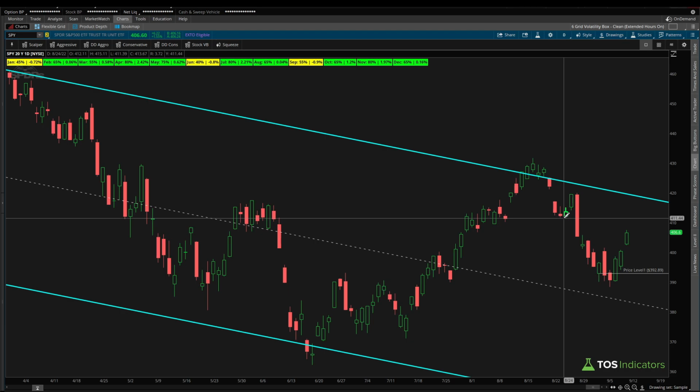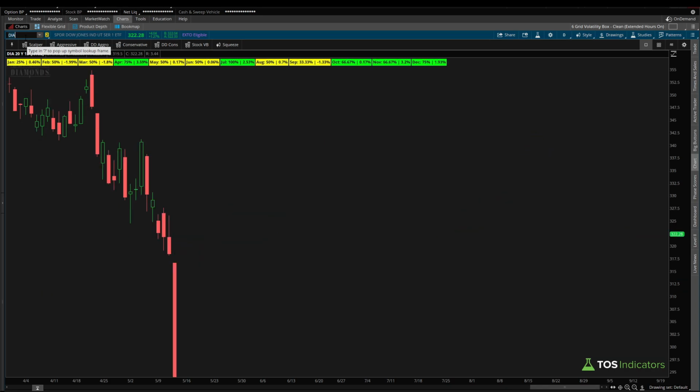We also have resistance here near that 410 mark, which would serve as where the supply zone really begins. It goes from 410 all the way up to the most recent highs at 431-ish. So that gives us an overall technical bias for the downside. Let's compare this with now, next, the Dow.